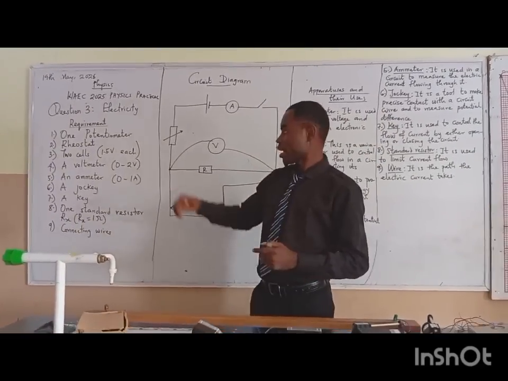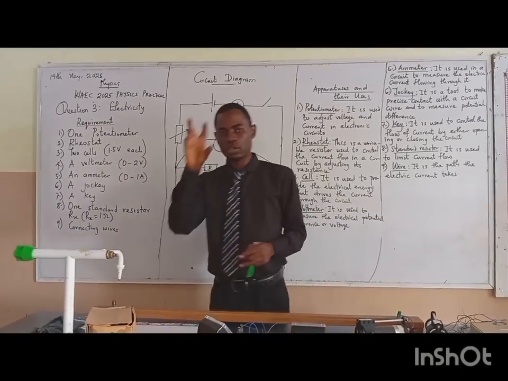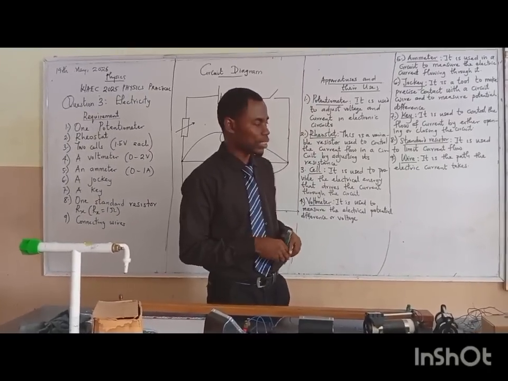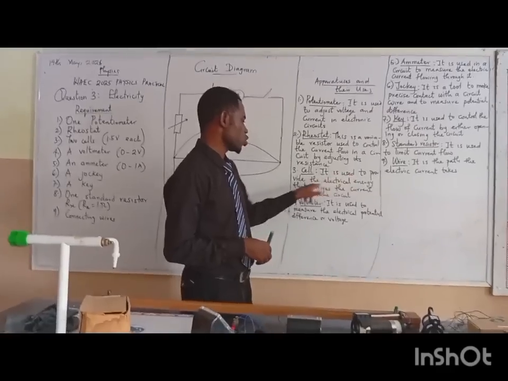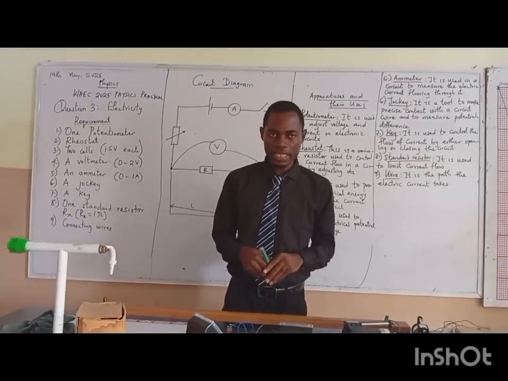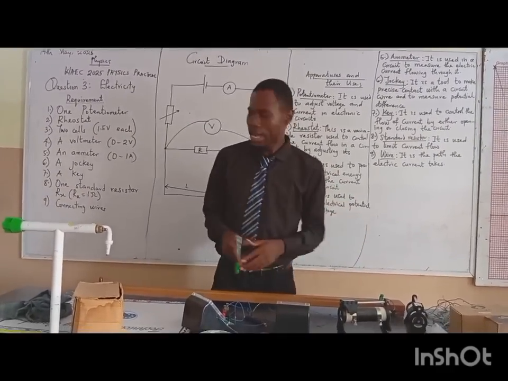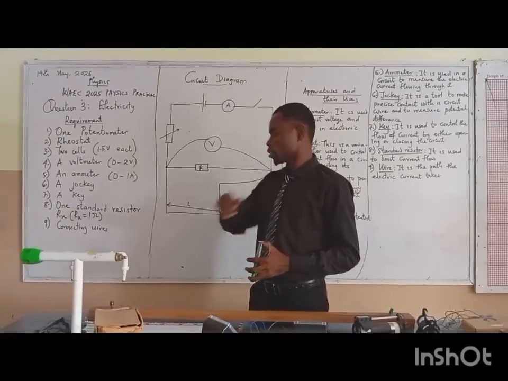Number 3 that I have here is the cell, the source of the current, measured in voltage. The cell is used to provide electrical energy and drives the current. I want to make the video very short.